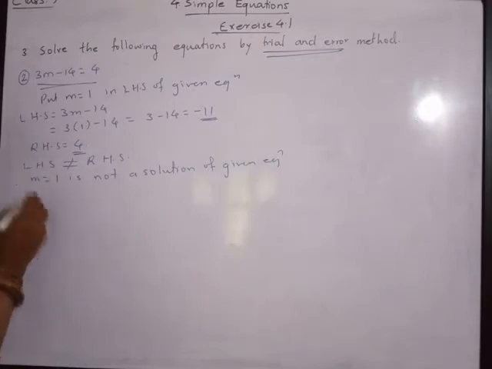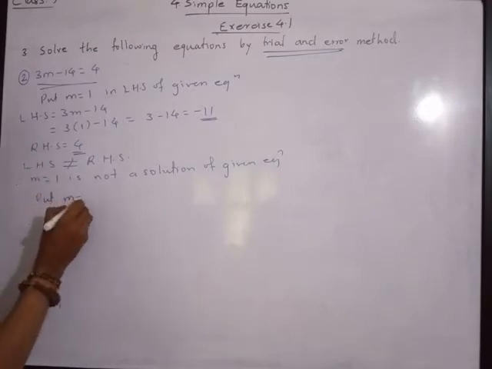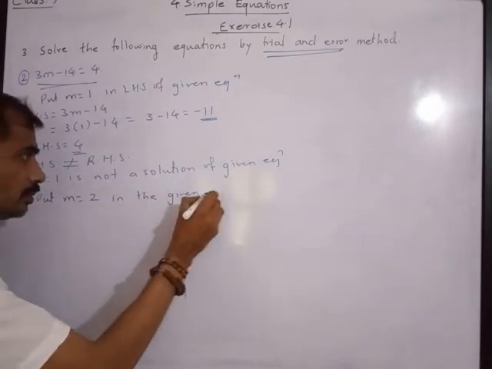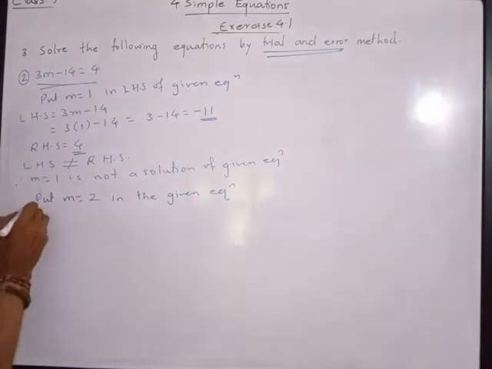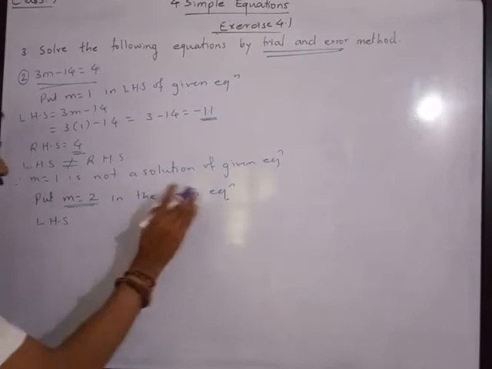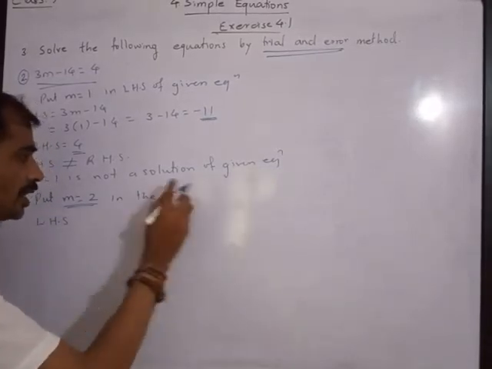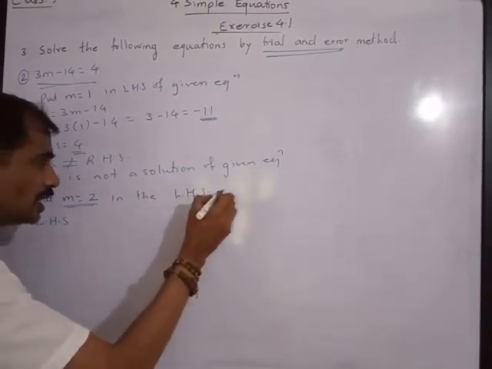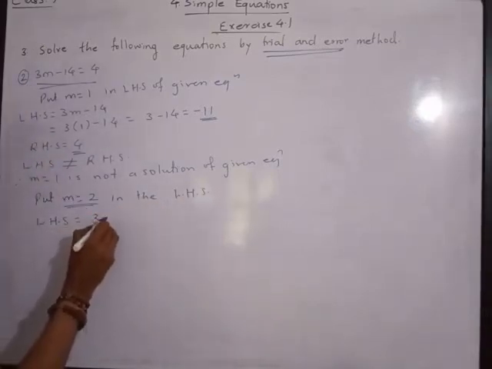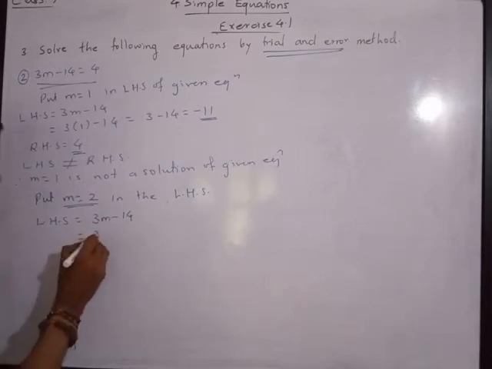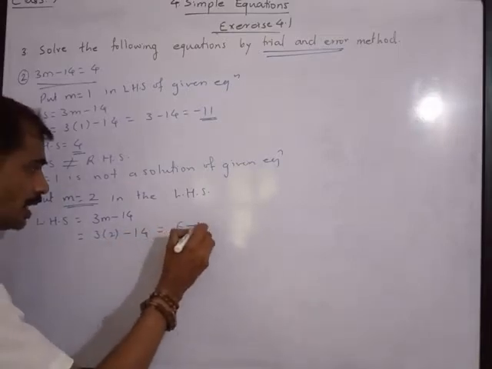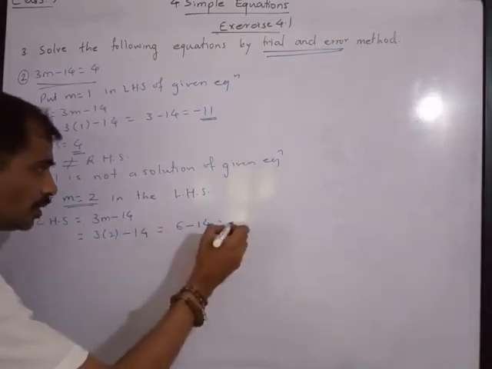Now for this, put m is equal to 2 in the given equation. If you put m is equal to 2, you have to put it in the LHS, please note, in the LHS. LHS is 3m minus 14, so I will get 3 into 2 minus 14, which is equal to 6 minus 14, that is equal to negative 8.